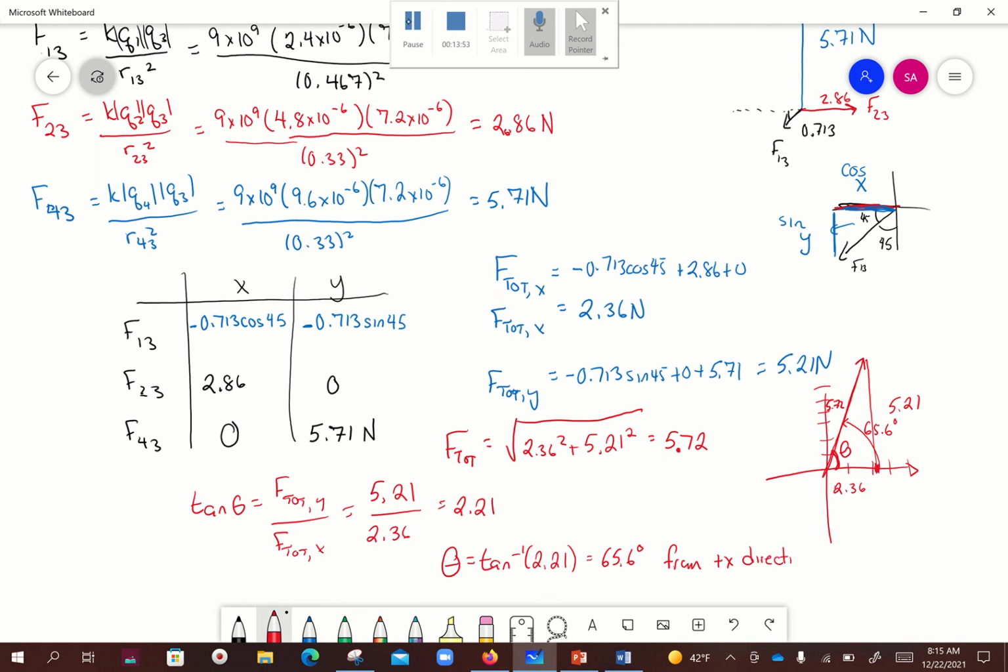Remember, if it were in quadrant 4, I would have said it's minus 65.6 from the x direction. If it's in quadrant 2 or 3, then you've got to do some playing around with adding and subtracting to get a total number between 0 and 180, or 0 and minus 180. Okay, so that's how you do a total force this time for 3 charges on another charge.